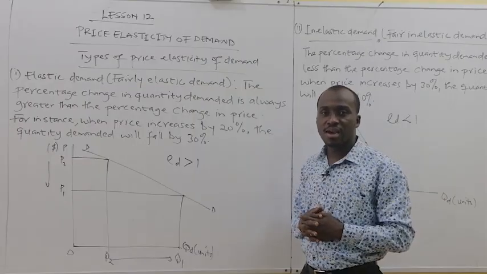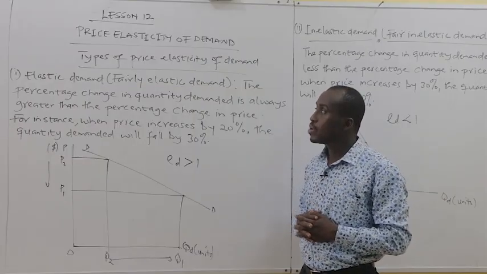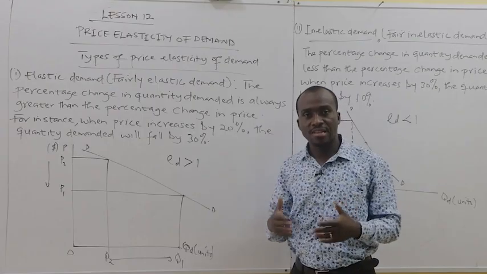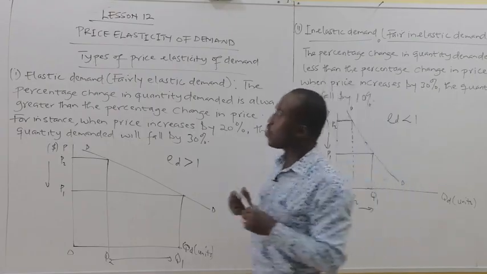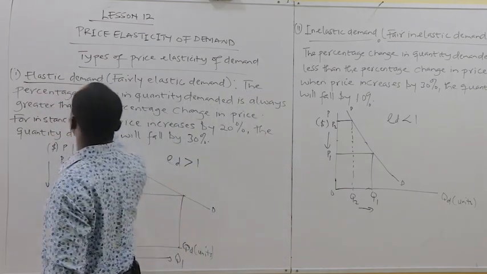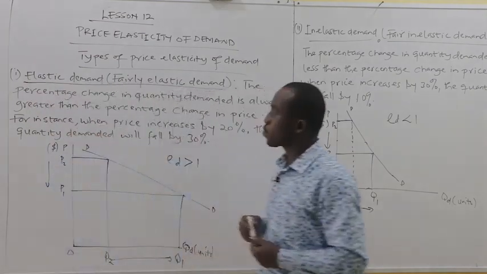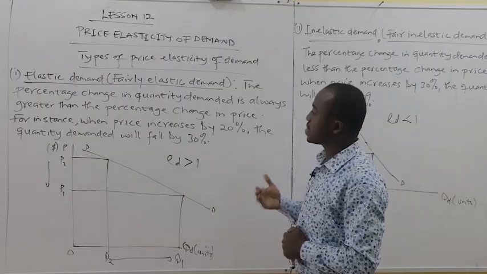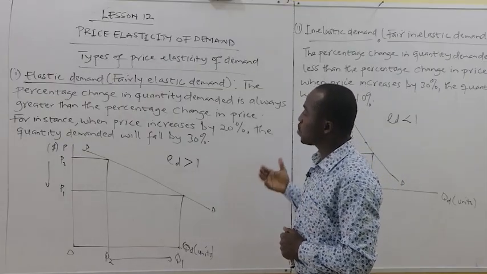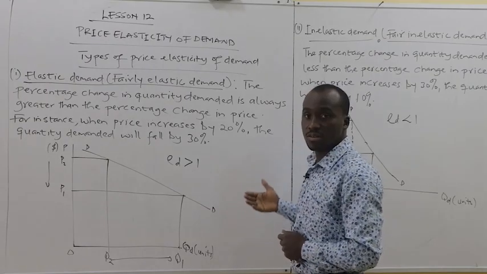After understanding the definition of price elasticity of demand, we want to go on to the types of price elasticity of demand. So we have 5 types. One, we have what we call the elastic or fairly elastic demand. When do we say that a commodity has elastic demand? When the percentage change in quantity demanded is always greater than the percentage change in price.